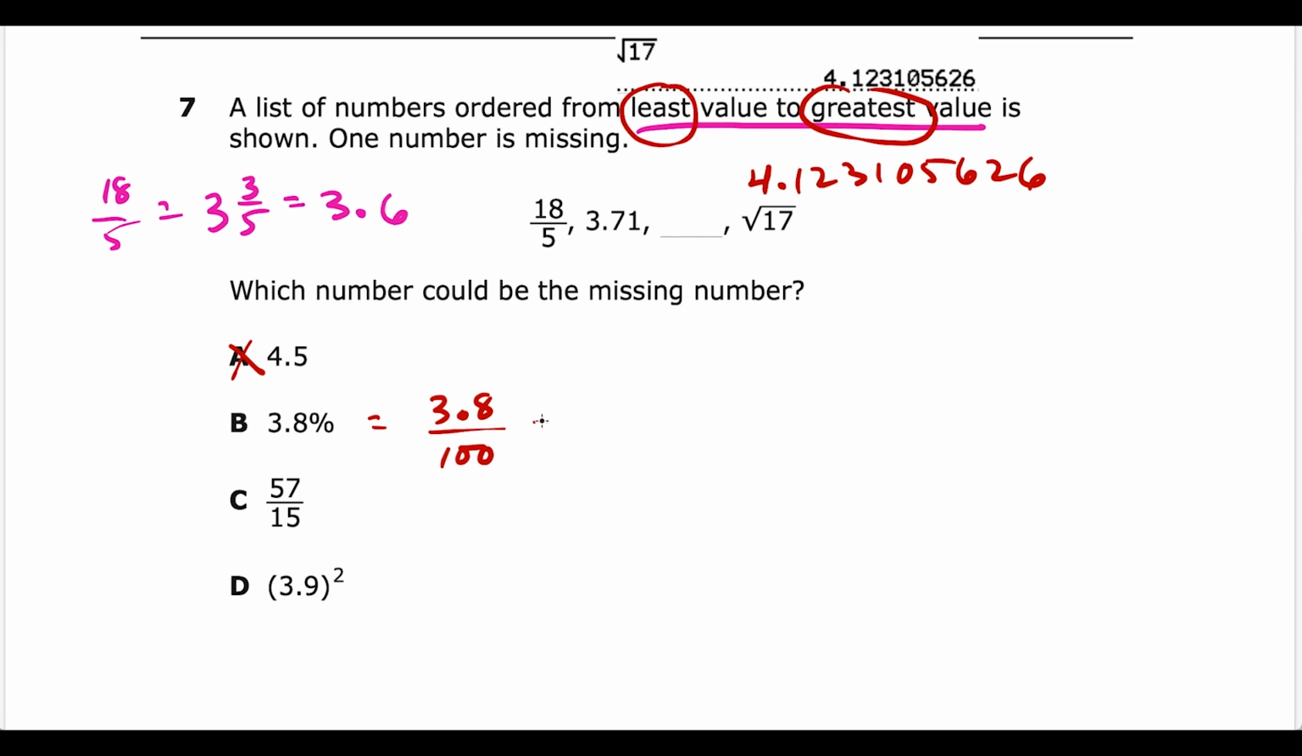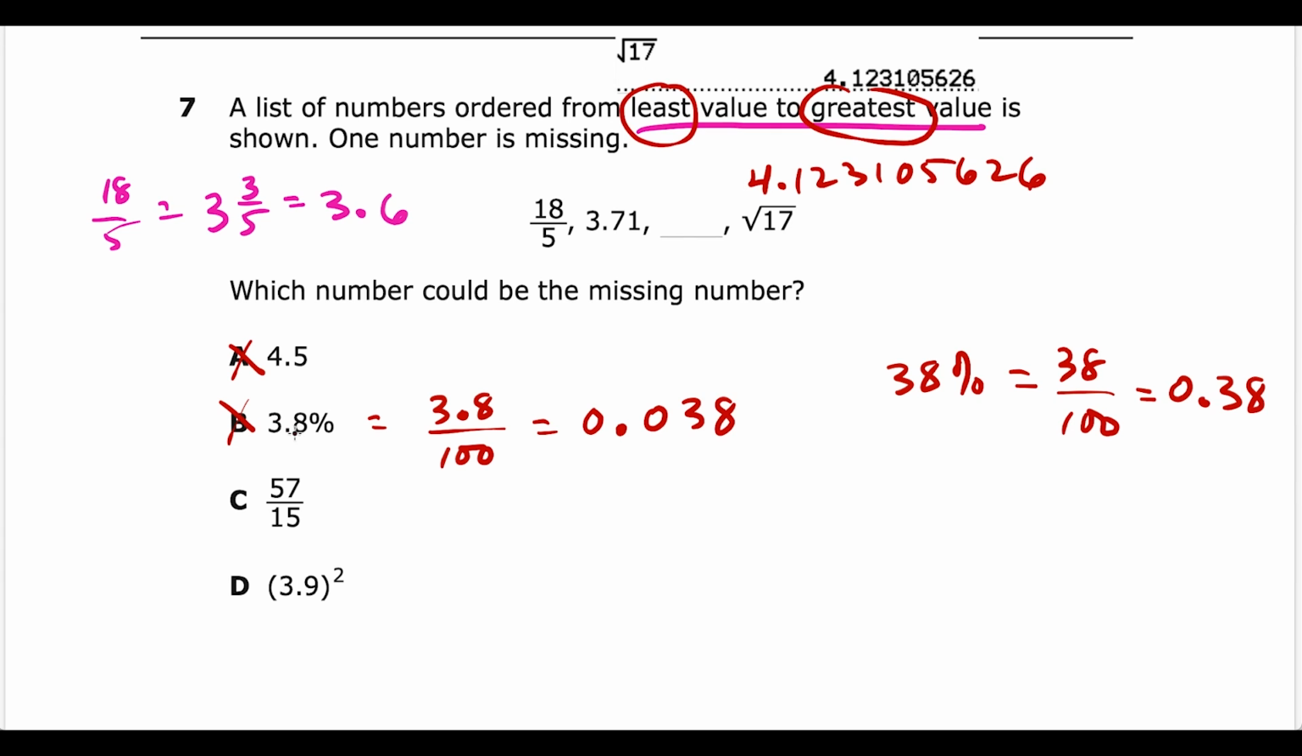And if you type this into a calculator, this is going to be 0.038. Okay, if it was 38%, then this would be fine because 38% is 38 over 100, which is 0.38. So this would work, but choice B does not work because it's only 3.8%.